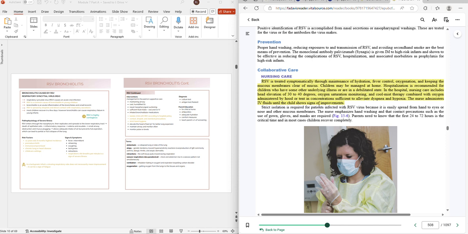We're watching for oxygen saturation, keeping the O2 sat on them. We're keeping the head of bed elevated to at least 30 to 40 degrees. We're using a cool mist humidifier, maybe even an oxy hood or a tent for O2 concentrations to alleviate the dyspnea and hypoxia.